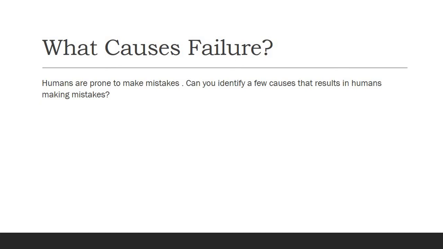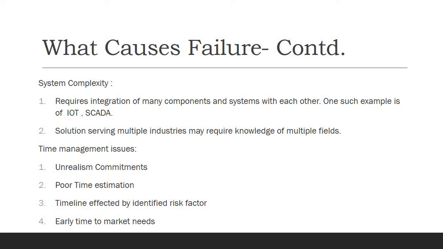Humans are prone to make mistakes. What are the causes that make humans make mistakes and then lead to failures? Some of the causes of failures are system complexity. That means the system is very complex and the components included in the system are hard to integrate. Let's say IoT and Zakara, these are very hard to integrate with the other components of the system. And sometimes there is an application that serves more than one purpose. In that case, integration of the application with other systems may be very hard. So system complexity is one example of a cause of failure.